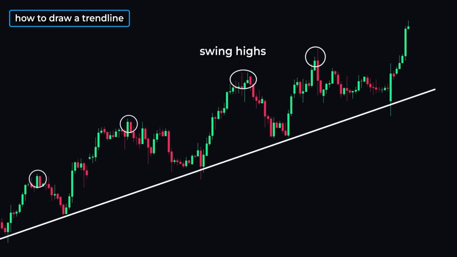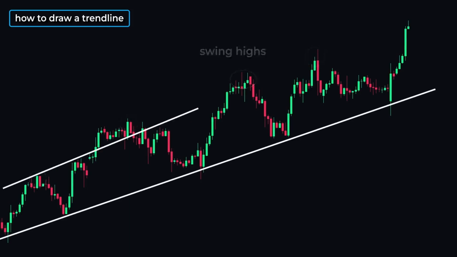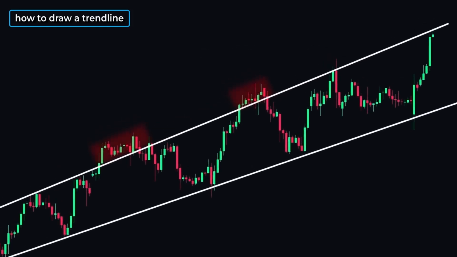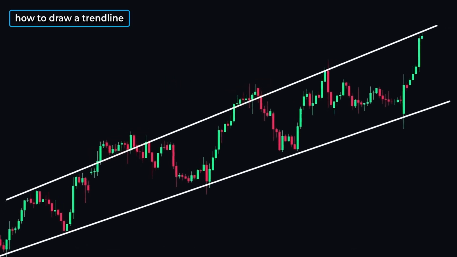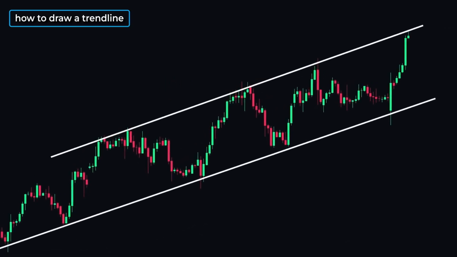Now, let's shift to support zones. Support works like a floor for price. It's where price tends to bounce back. Draw it through repeated low points. Each touch confirms the zone's power. Traders buy near this zone repeatedly. It reflects strong interest from buyers.